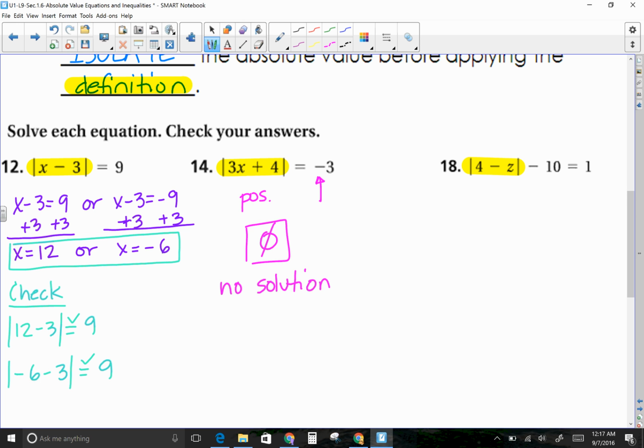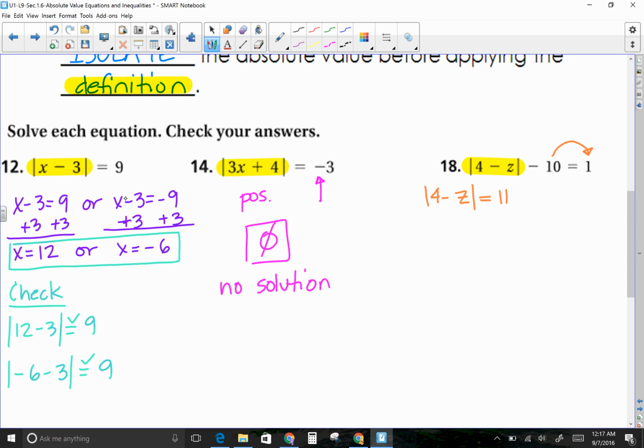The absolute value of 4 minus z, minus 10 is equal to 1. Okay, is my absolute value all by itself on that side of the equation? It is not. So I'm going to move the 10 over by adding it to both sides. And when I do that, that's going to give me the absolute value of 4 minus z equals 11. Now I have it all by itself.